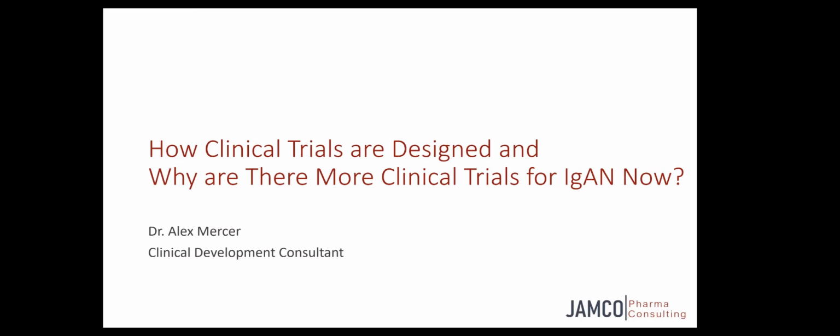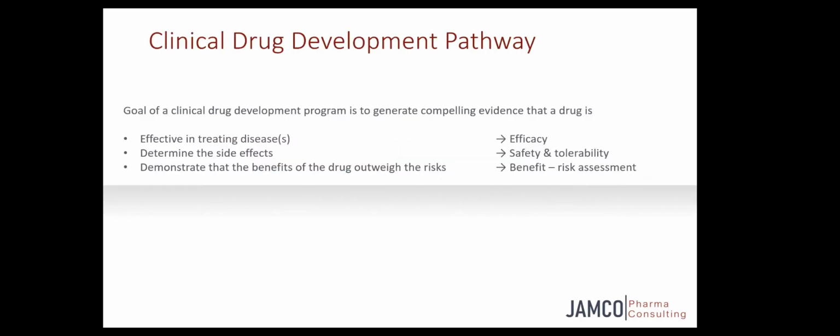So my topic is how clinical trials are designed and why there are more clinical trials in IgAN now. First of all, I thought I'd start off with what's the goal or the purpose of a clinical drug development program, and it's really to generate compelling evidence that a drug is effective at treating a disease, and we call this efficacy. Determine what the side effects are, and we describe that as safety and tolerability. And then importantly, to demonstrate that the benefits of the drug outweigh the risks. And so we'll have to form a benefit risk assessment.